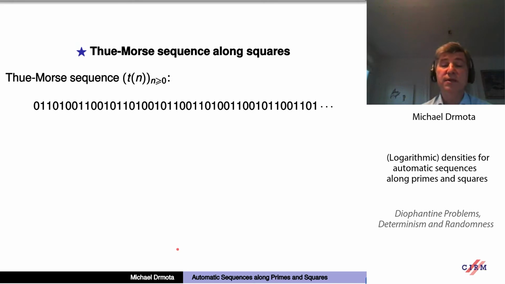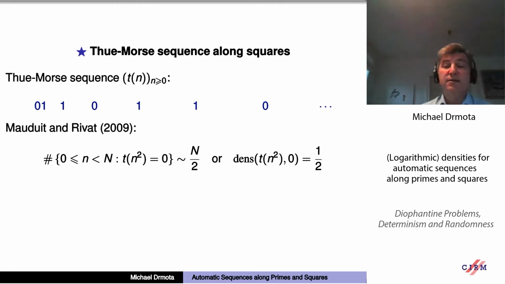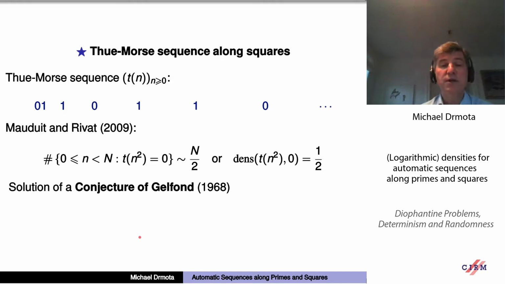Similarly, you can consider not only the sequence of prime numbers, but the sequence, for example, of squares. So you take the zeroth, first, fourth, ninth, 16th, 25th, and so on, element of the Thue-Morse sequence. And again, as a solution of another conjecture by Gelfond, Mauduit and Rivat proved this more or less at the same time: that the letters 0 and 1 appear again with the frequency 1/2 if you just consider this quite sparse subsequence of the Thue-Morse sequence.